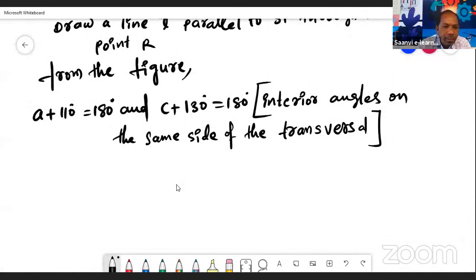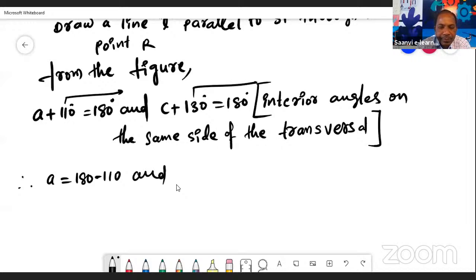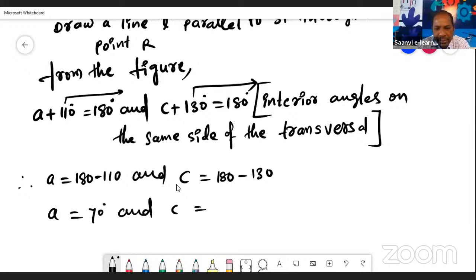Therefore, here plus 110 bring this side. Plus 110 becomes minus 110. And here also this plus 130 bring this side. C is equal to this plus 130 becomes minus 130. So A is equal to 180 minus 110. How much? 70 degrees. And C is equal to 180 minus 130, which means 50 degrees. So we got A equal to 70 degrees and C equal to 50 degrees.